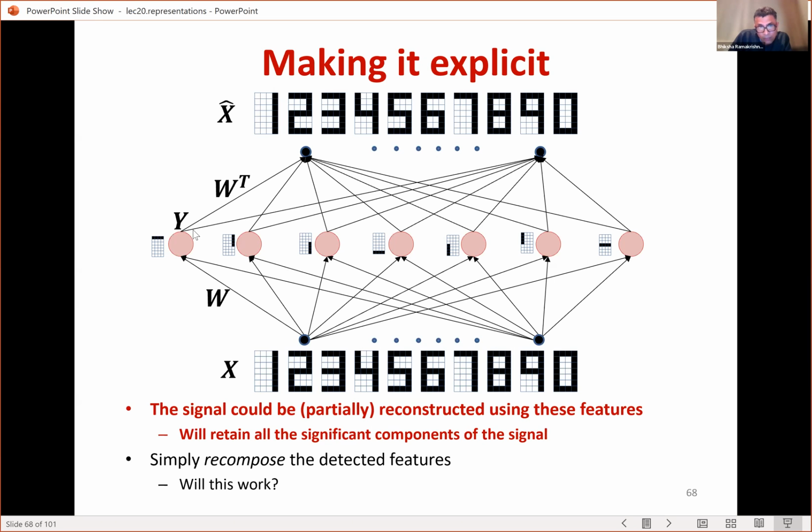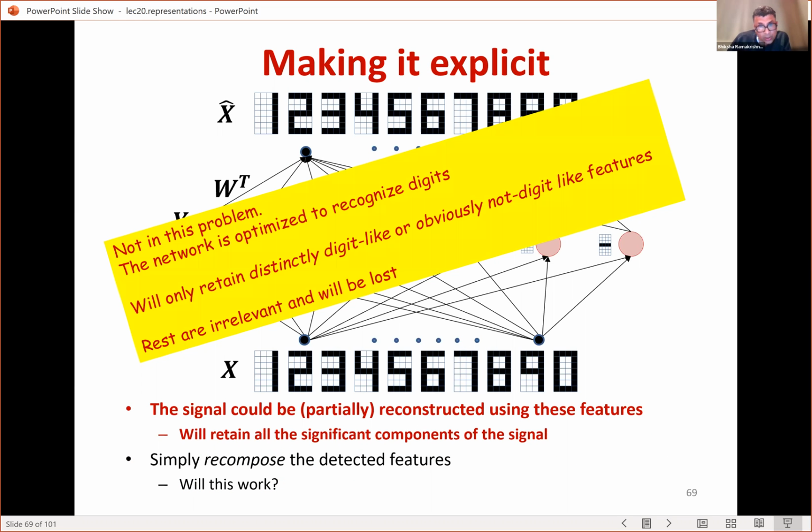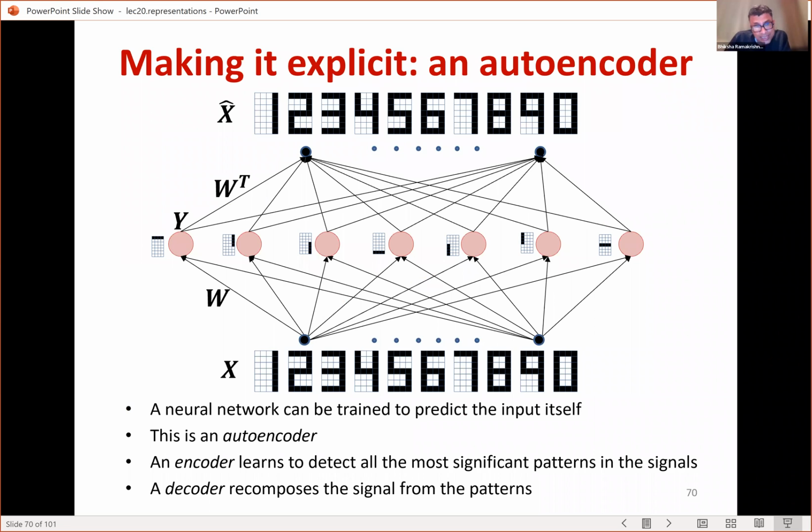And then I would find that the output is going to look somewhat like the input, right? You can assume this. Now, let me formalize this. In this particular problem, it's not going to look exactly like the inputs because that network was optimized to recognize digits, and the lower layer of neurons will only retain distinctly digit-like or obviously not digit-like features. The rest are going to be irrelevant and will be lost. But then let's formalize it.